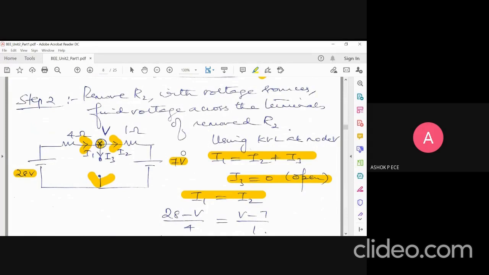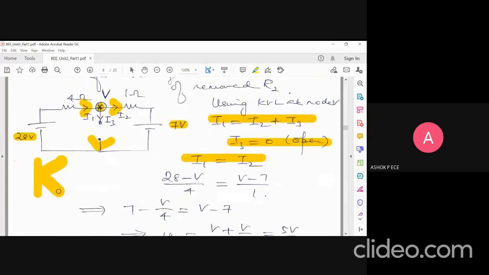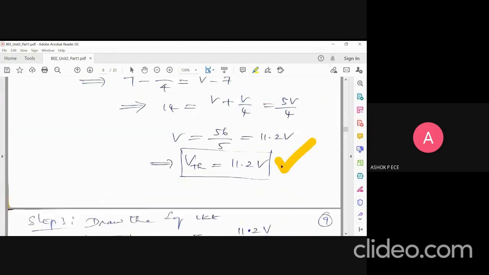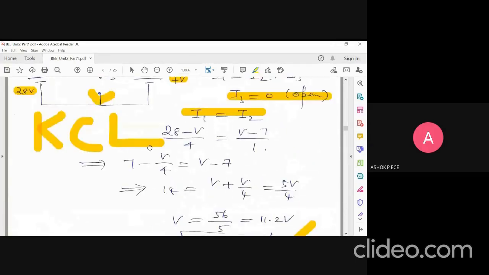I again say I have chosen KCL because it is easy for me. You can even do it by using KVL. You can even use voltage division, current division, any method you can follow, but still you will be ending up with 11.2 volts only as your answer. Any doubt anybody can ask? Anybody is having doubts, please ask.